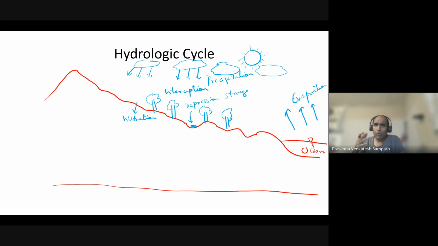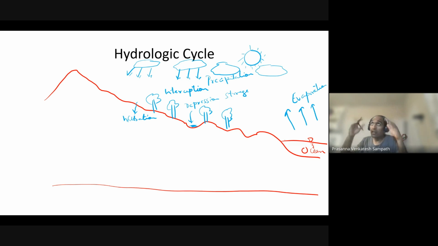Now, whatever I've said so far, you have observed every single one of these. You might not know the names, you might not know it's called interception, you might not know it's called depression storage, but now you have a name that you can associate with it. So the next time a rainfall event happens, you can actually see the precipitation happening. Evaporation, of course, it's invisible, but it's happening, right? And then you go and stand under a tree and shake the tree.